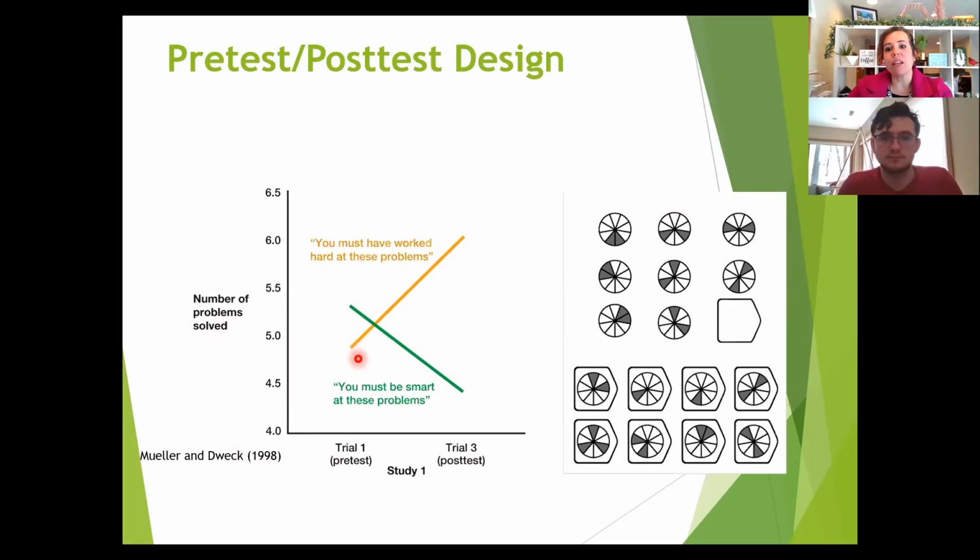They were then given two options in terms of praise. They were given a process praise, which is you must have worked really hard at these problems, or a person praise, which is you must be really smart with these problems, okay? So process, talking about how hard they worked. Personal praise, you must be really smart, which is why you did really well, okay?